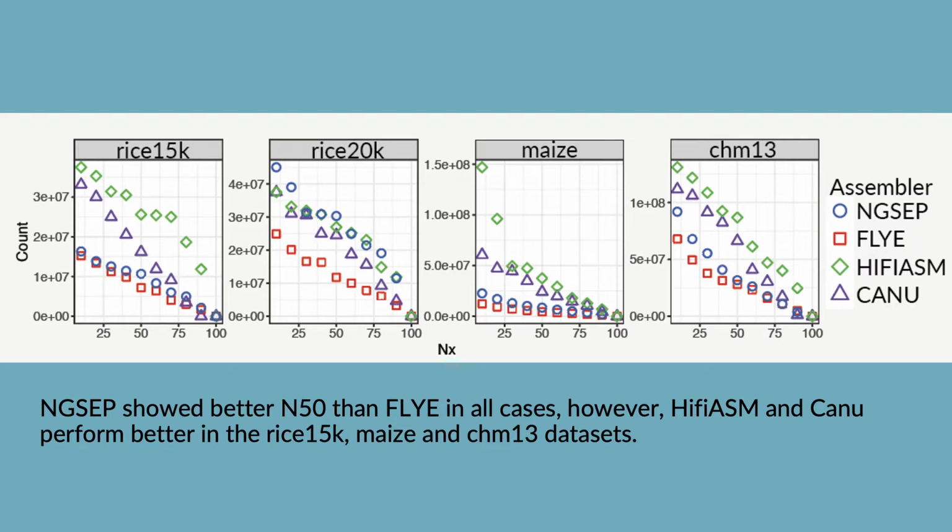In all cases, our algorithm showed better continuity than Flye, but in the more complex genomes of maize and the human cell line, which were sequenced at lower read depth, it ranked below Canu and hifiasm. However, we obtain genomes that are still highly contiguous and accurate with N50 values above 10 megabases.